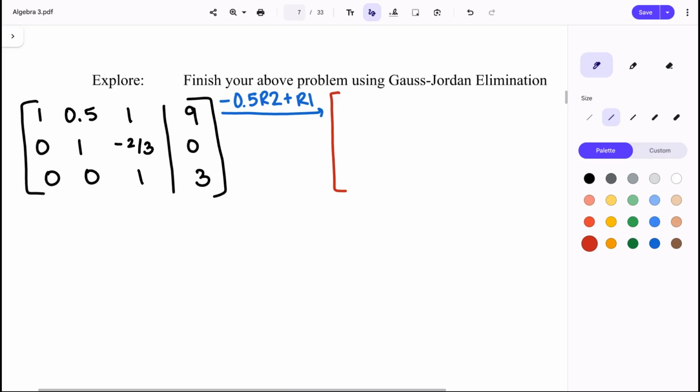So you're going to take -0.5 times 0, which is 0, and you're going to add 1. So that just stays 1. -1/2 times 1 would be -1/2. Plus a 1/2 becomes that 0 that we wanted.